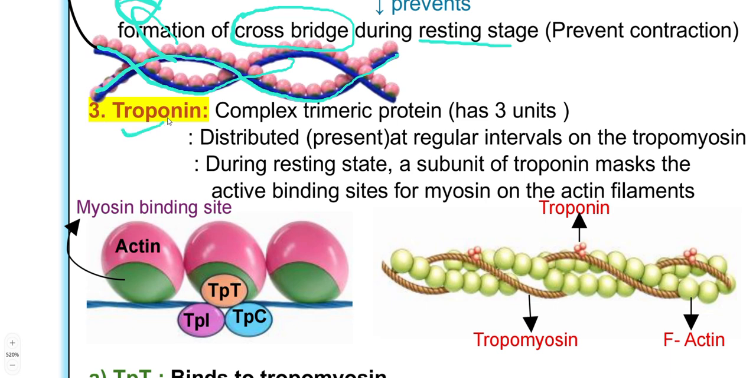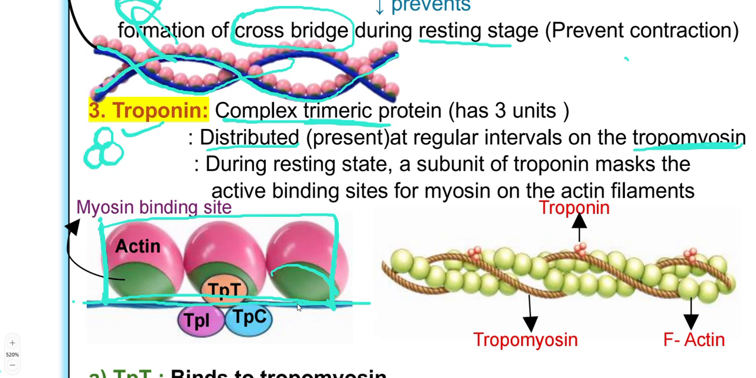Again, is this a contractile protein? No, it is also a regulatory protein. It is a complex trimeric protein. See, both actin and tropomyosin are filamentous proteins, but this is a trimeric protein. That means how many units are present? 3 units will be present. It is distributed at regular intervals on the tropomyosin. So see, here I have tried to show the filamentous actin, and this green color is the myosin binding site. Then on the myosin binding site, what is present? Tropomyosin is present. This blue color one.